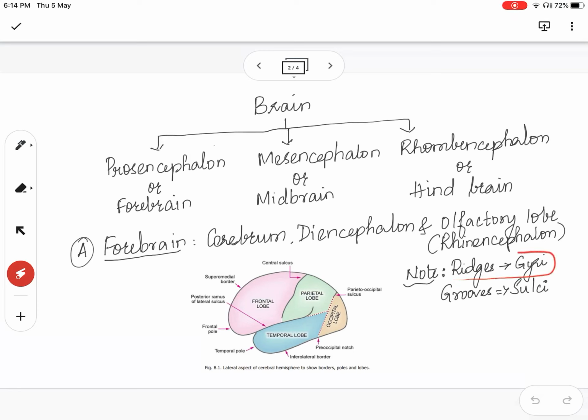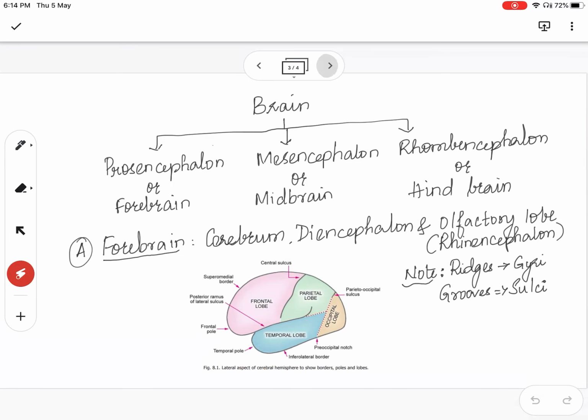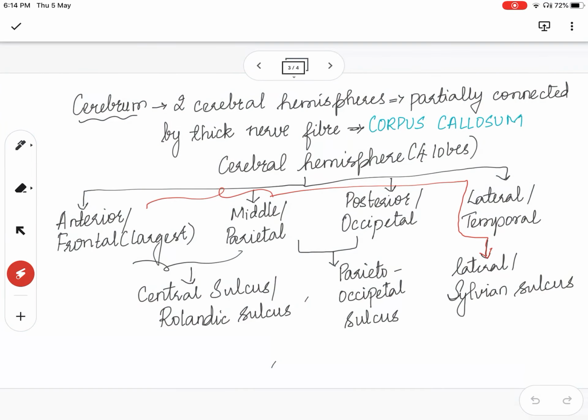If you can see, I've mentioned it in the form of a note. Grooves are called what? Sulci. Now, what are the functions of these grooves and ridges? They increase the surface area of the cerebrum. And the cerebral cortex is referred to as gray matter. This is very, very important.